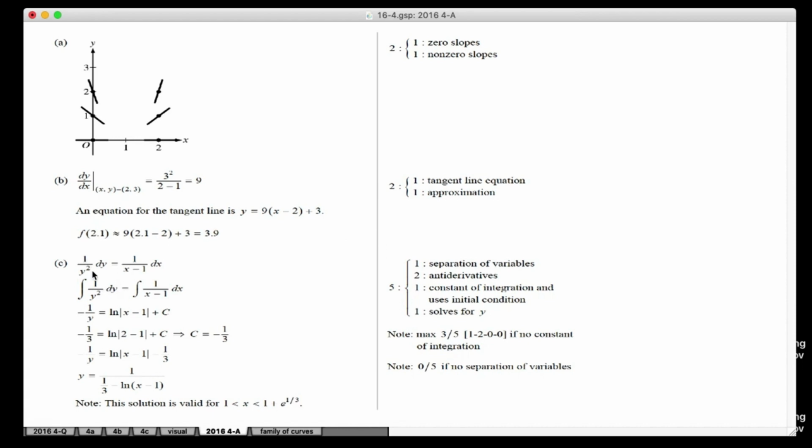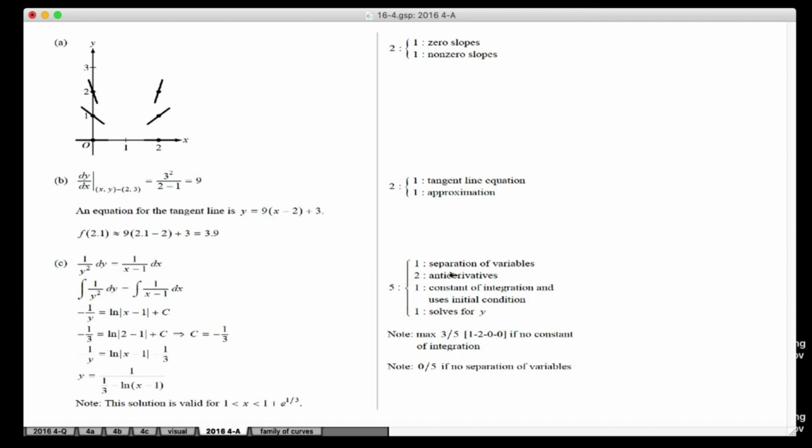For this last part, we had to find the particular solution. Okay, you get a point for separation of variables. Now, something that's really important to understand. If you notice down here, note 0 out of 5. This is worth 5 points. You got 0 out of 5 points if you did not separate your variables. So you'd lose everything if you didn't separate your variables.